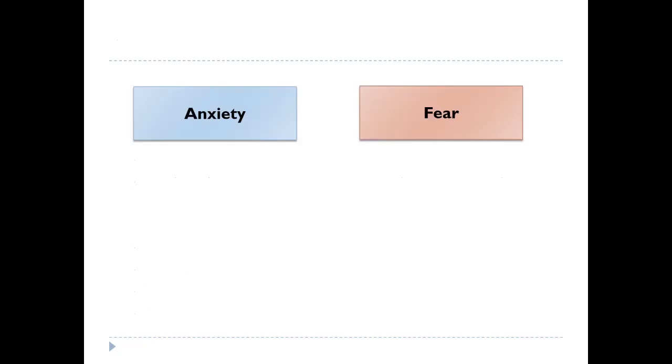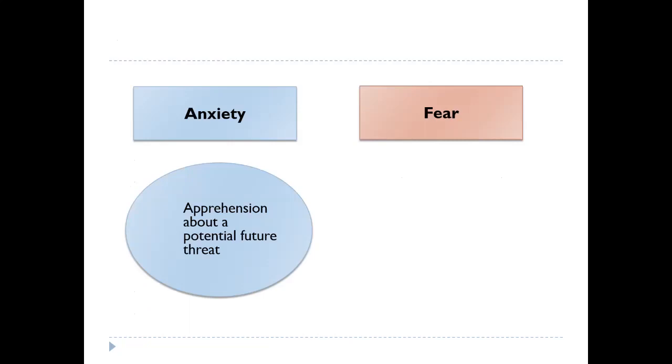Okay, so anxiety versus fear. How do we know the difference? In general, you can think about anxiety as apprehension about a potential future threat. So you're not immediately in harm or danger, but you are thinking about the possibility of something that could be threatening to you in the future. So you're in sort of this anxious, anticipatory state.